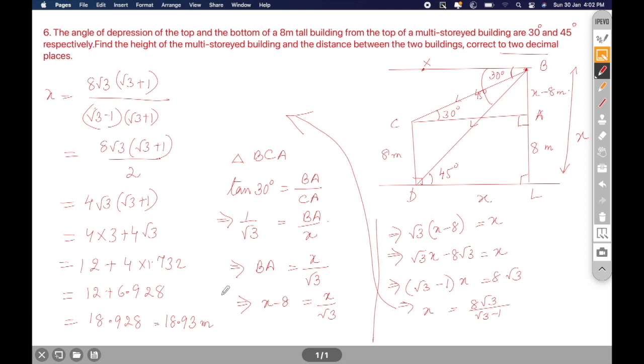So the height of the multi-storied building and the distance between the two buildings, both are x. So the height of the multi-storied building is 18.93 meter, and the distance between the two buildings is also 18.93 meter. So these are the two answers.